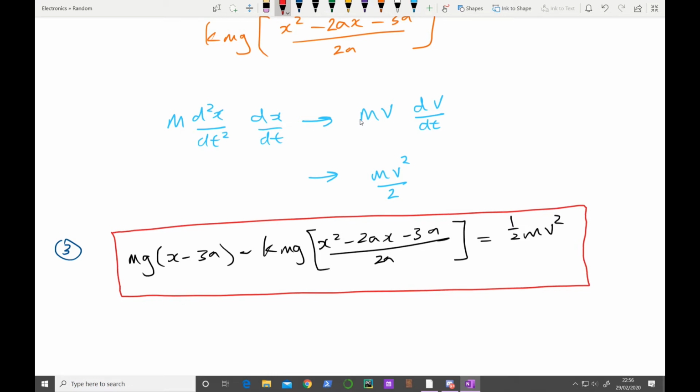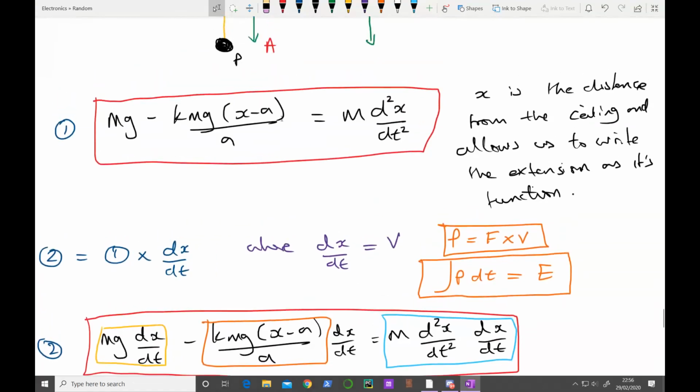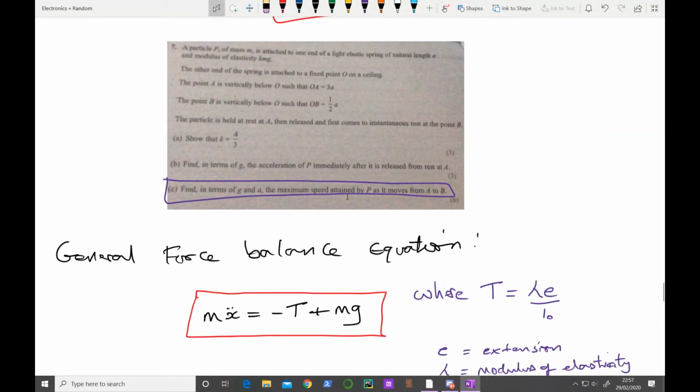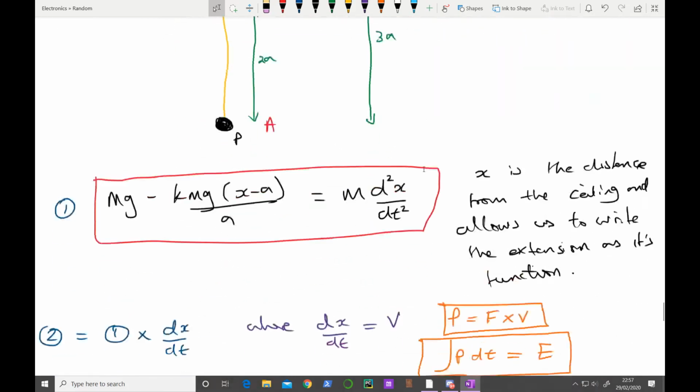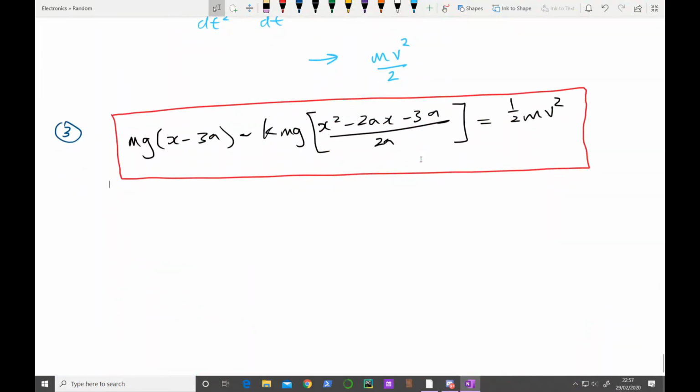Okay. So what do we do with this? Well, if we're trying to find out the maximum speed attained by p as it moves from A to B, we still have to remember that the maximum speed occurs when the particle reaches its equilibrium point. Okay, so all of that concept is no different from the last video. So max speed reached at equilibrium point.